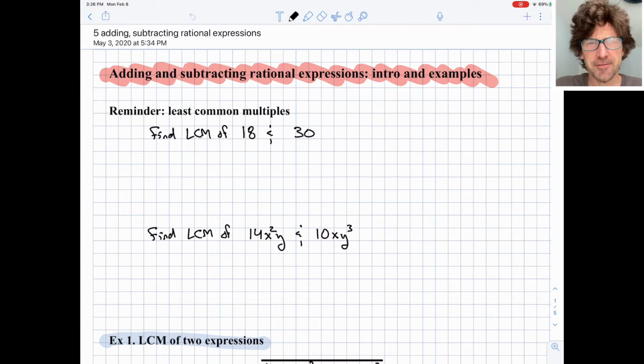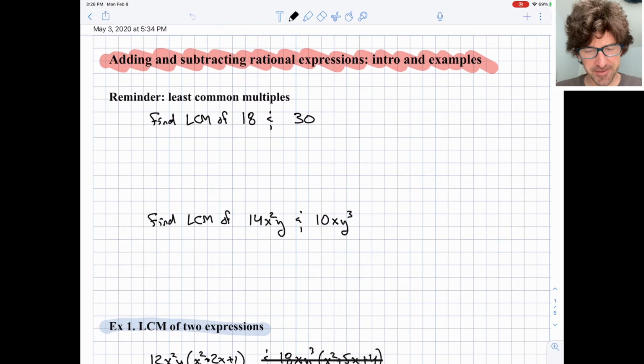All right, this is a video for Algebra 2 on adding and subtracting rational expressions, and we're going to start with an introduction and then do a few solved examples. So we will be doing a couple reminders here relating to fractions and adding fractions, so a little bit of a flashback to what you've been doing maybe for years, but you might not have seen for a while.